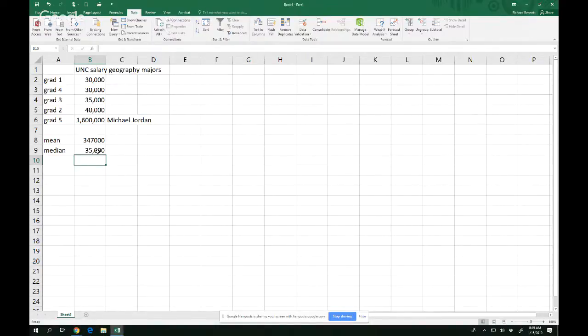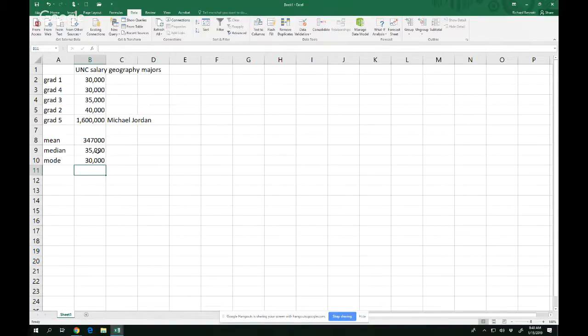Okay. Now, the mode is the most common value. What is the most common value here? It's 30,000. Okay. So you could argue, well, 2 out of the 5 make 30,000. That's probably what you can expect, right? Okay. So you could argue that as well.